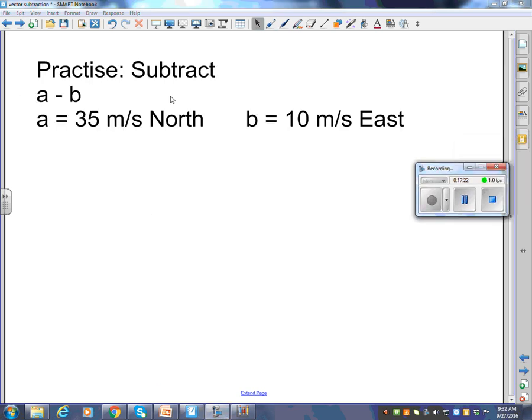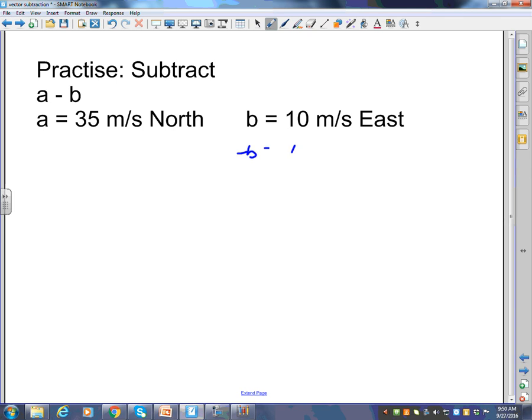Go ahead and do those first two practice ones. Let's have a look. So the first one here, we're going to go A minus B, so A is 35 meters per second north, B is 10 meters per second east. So it's A minus B again. I told you it's subtraction. So minus B simply becomes 10 meters per second west. I think everyone can probably do that, right?